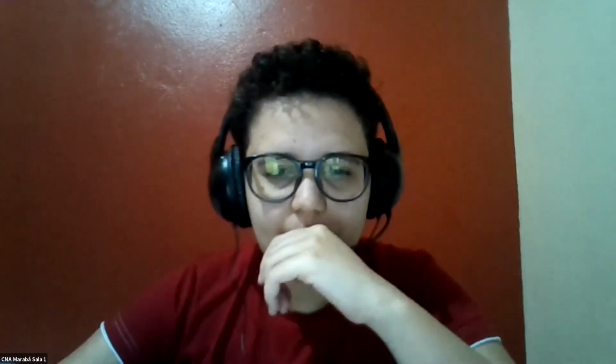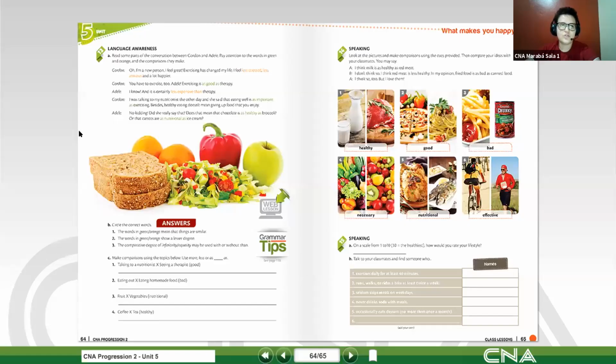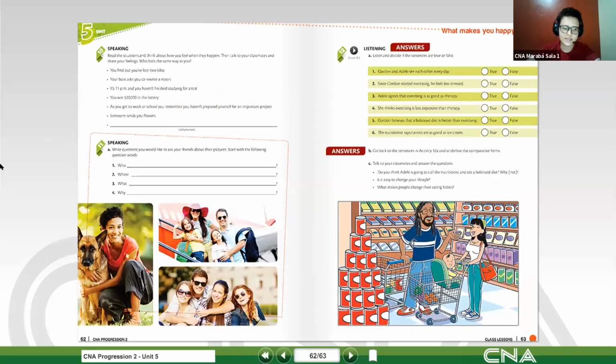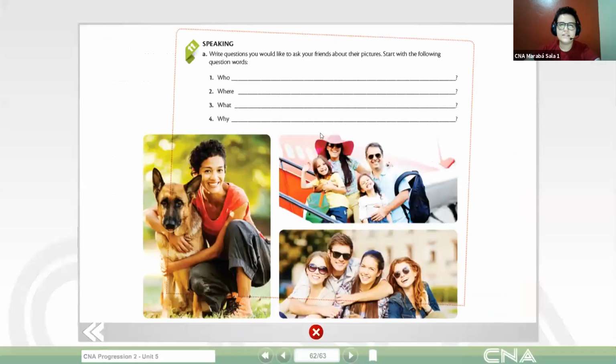Okay, guys, let's start. All right, so today we're going to start with activity 11, which I told you about last class, on page 62. This is the activity where you're going to show me pictures of things that make you happy, and you're going to tell me about those pictures, about those things that make you happy.